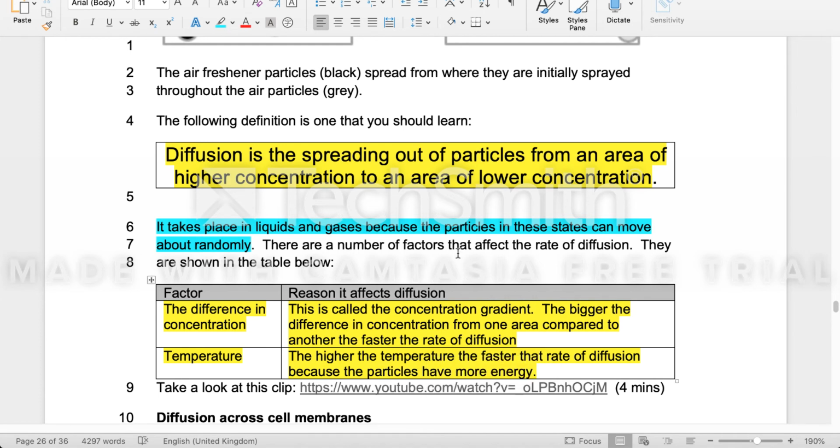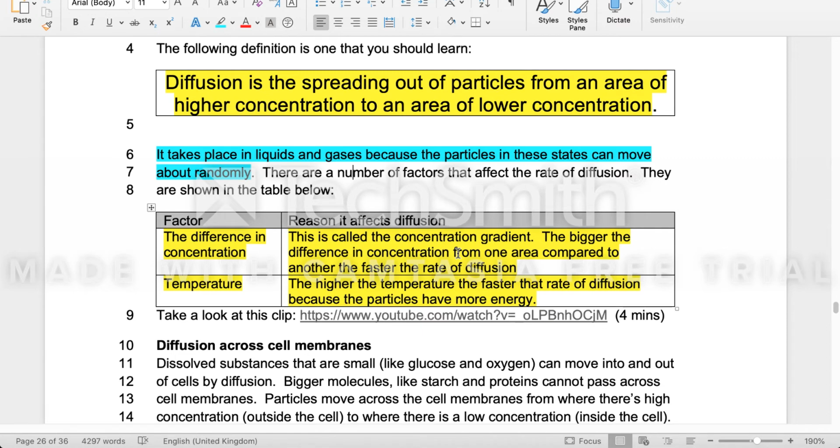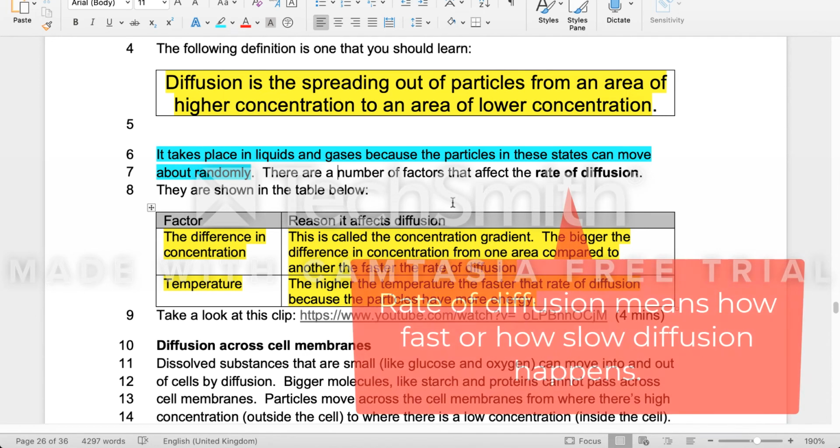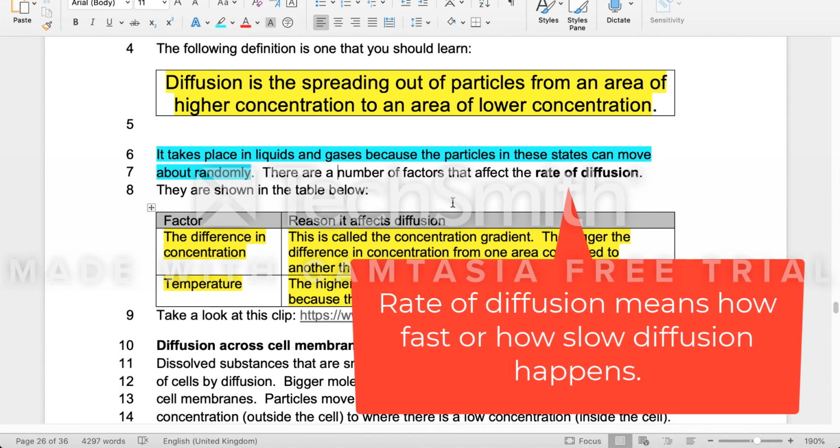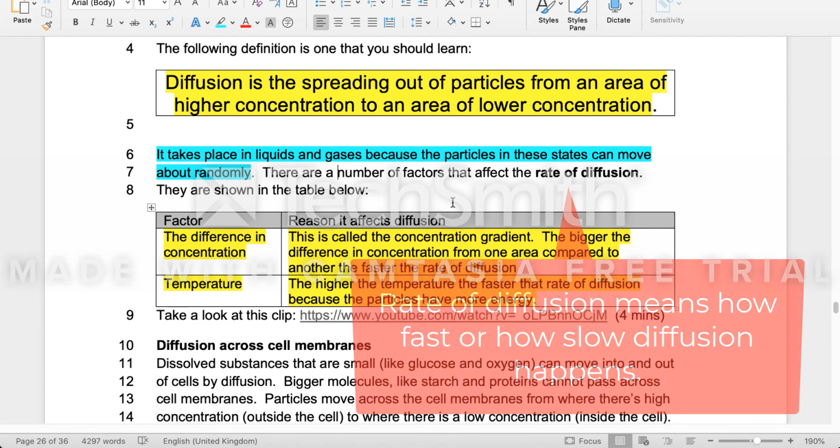The next part that you need to know about diffusion is that there are different rates of diffusion. There are 2 different things that we look at that affect the rate of diffusion. If we're looking at rate, we're looking at the speed at which things will diffuse, because depending on these 2 factors, it will actually change how fast or how slow molecules will diffuse.